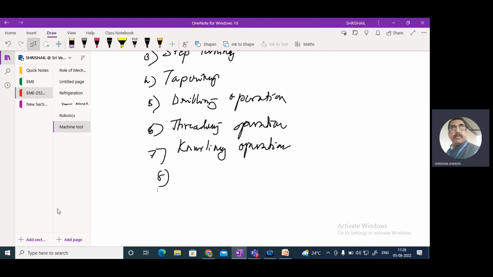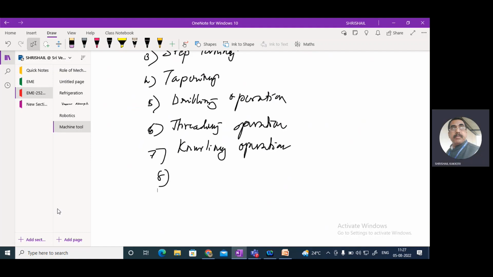There will be a dead center, and the headstock, the chuck will be there. In the chuck we are going to fix the workpiece. And the other end, the free end of the workpiece, will be supported by a dead center. The dead center is in the tailstock. Correct? The tailstock will be there.